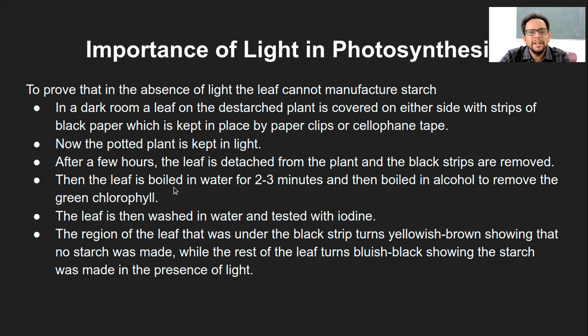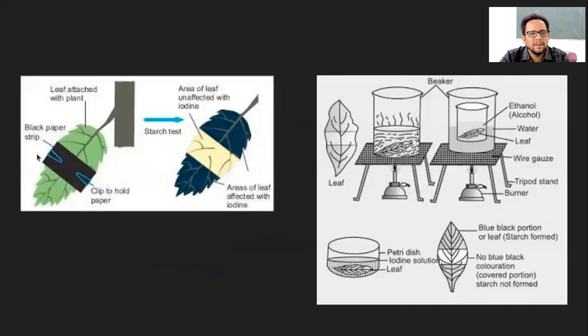This is specifically to remove all the dirt and the soluble compounds, and then it is boiled in alcohol for removal of the chlorophyll pigment. So you boil in water to remove the solubilized compounds, and then it is boiled in alcohol so that the chlorophyll is removed. What you get at the end is a kind of colorless leaf, not completely colorless, but I would say light green colored. And then at the end you add iodine to this leaf.